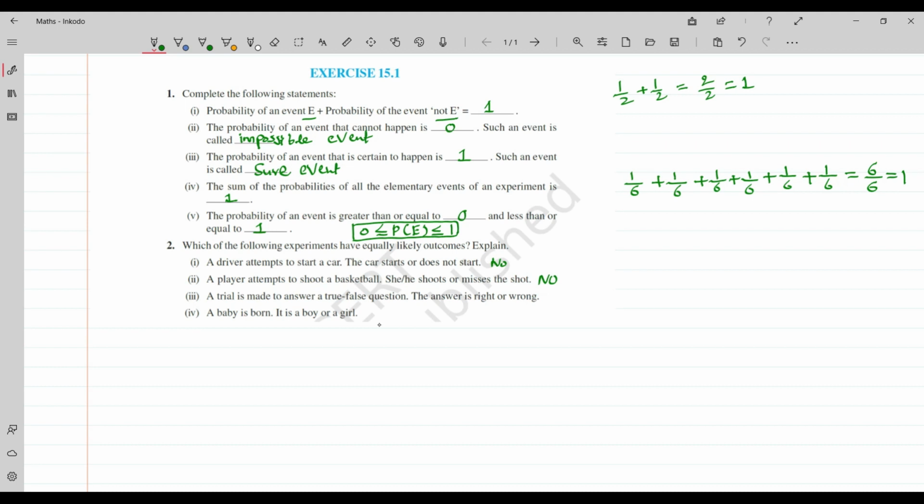Now let's see third one. A trial is made to answer a true false question. The answer is right or wrong. For this answer is yes.